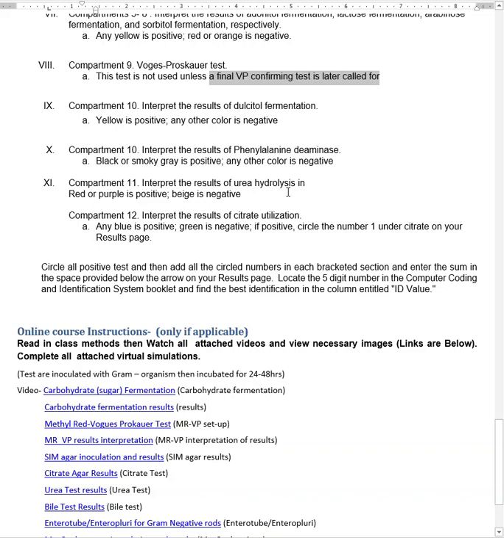Compartment 11, we're going to interpret the results of urea hydrolysis. Red or purple is positive, beige is negative. If it's able to take urea and break it down, this is something that you find in those bacteria that cause urinary tract infections, by the way. Compartment 12, citrate utilization. Blue is positive, green is negative.